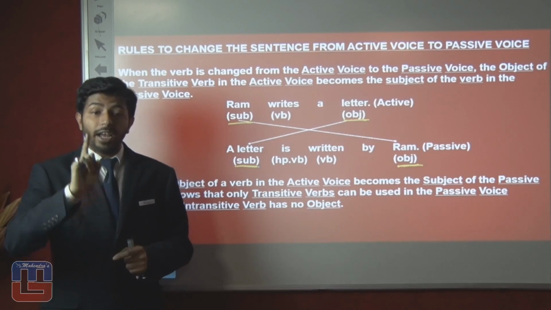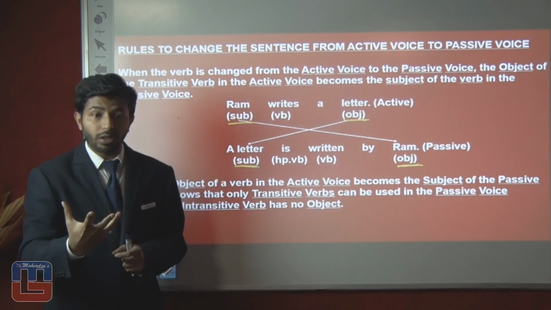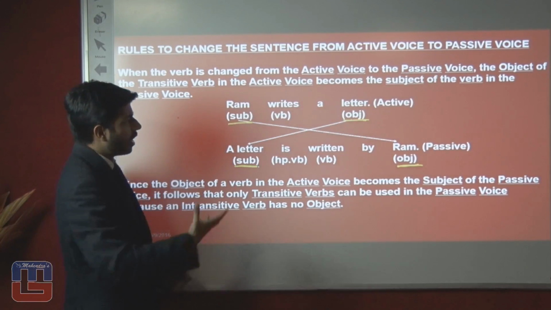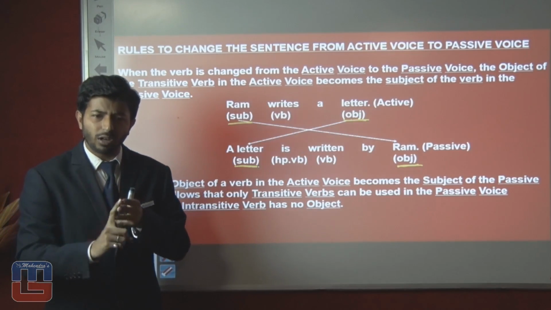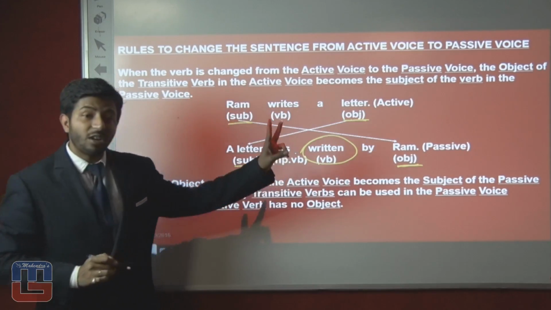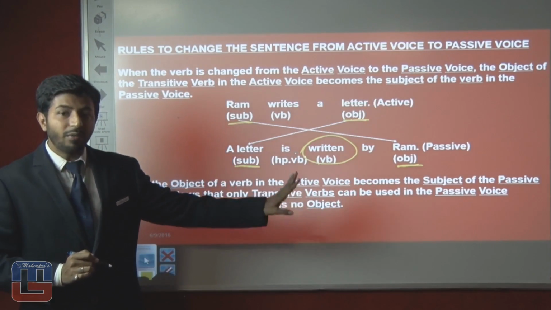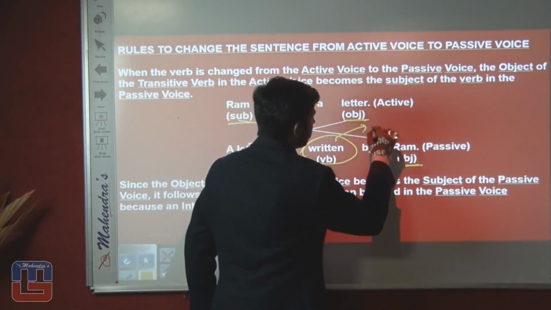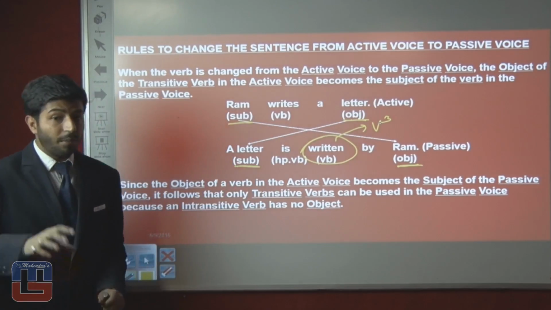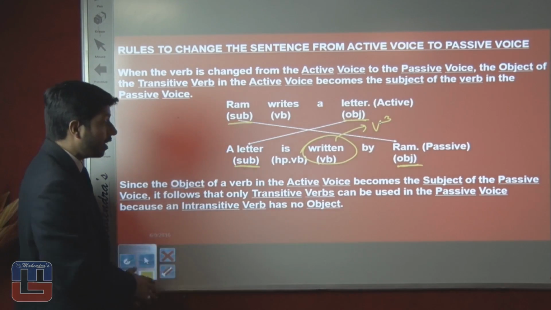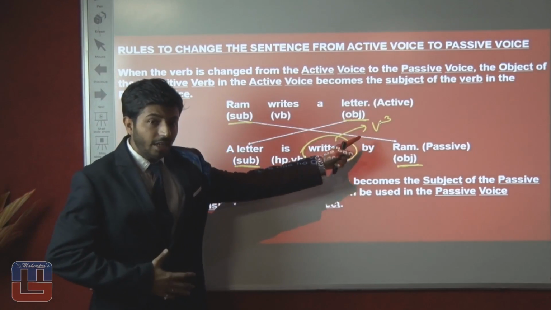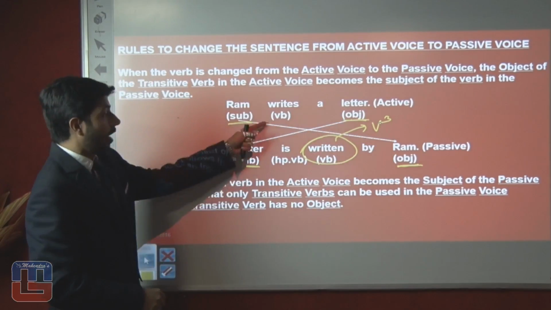You must remember one thing: when we are converting sentences given in the active voice into the passive voice, the main verb in the active voice may be in the first form, second form or third form. But if you are framing a sentence in the passive voice, you have to use only and only the third form of the verb. This is the verb which is used in the passive form, always in the third form. Now, since the object of the verb in the active voice becomes the subject of the passive voice, it follows that only transitive verbs can be used in the passive voice, because an intransitive verb has no object. Because an object is given here, we are able to change the sentence into passive.